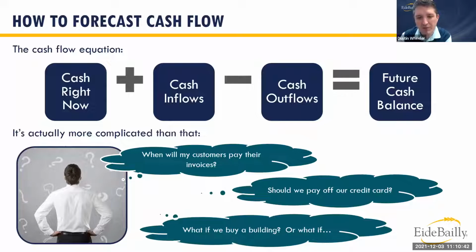So some things to think about. When will my customers pay their invoices? Should we pay off our debit card? What if we buy a building, or what if we buy something else? Can we afford it? So you suddenly have a ton of variables here to consider how this whole thing is going to work.